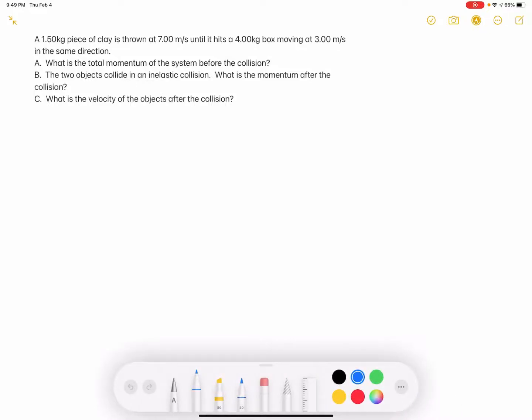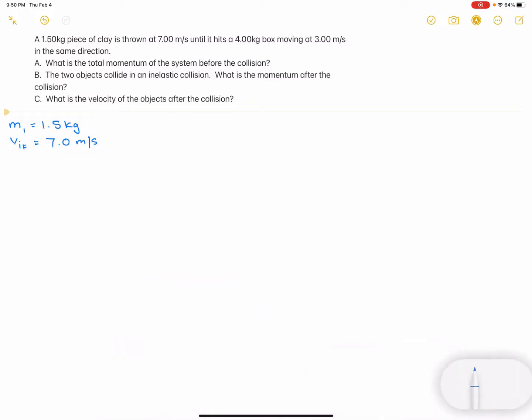So in this problem, we have a 1.5 kilogram piece of clay. Let me see. That's going to be the mass of our first thing, 1.5 kilograms. And then we're going to have an initial velocity of this first thing, and that's going to be 7 meters per second.